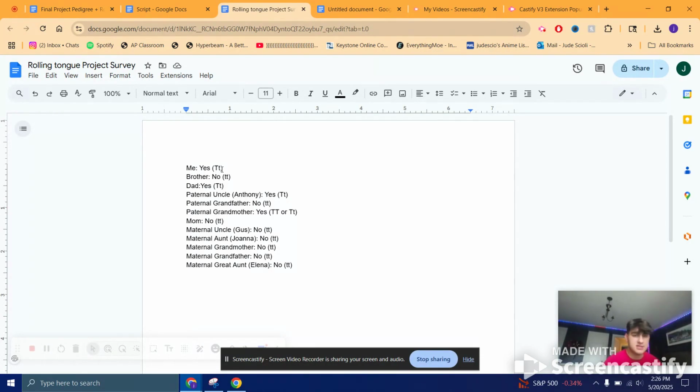1 lowercase t. Now, if I go on, I can see that my paternal grandfather cannot roll his tongue, and my paternal grandmother could roll her tongue when she was alive. Since I can't survey farther than that, I know that my paternal grandmother must have had either 2 uppercase T's or 1 uppercase T and 1 lowercase t. I can't be certain because her parents have been gone a long time.